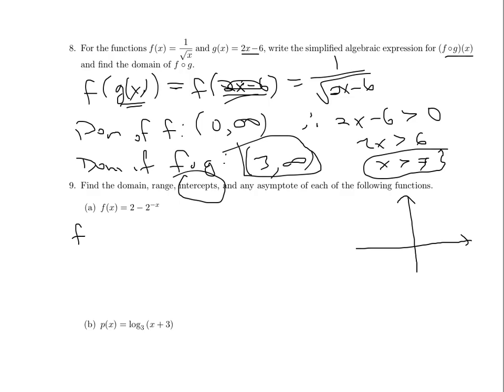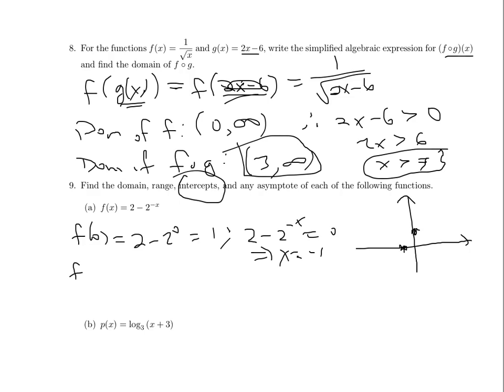So the intercepts are, remember, the y-intercept happens when x is 0, so we'll have 2 minus 2 to the 0, which is 1. So 0, 1 is my y-intercept, and the x-intercept happens when the function is equal to 0, that's when the y-coordinate is equal to 0, and that happens when x is negative 1. And those are solved just like the ones on the previous page. So those are my intercepts.